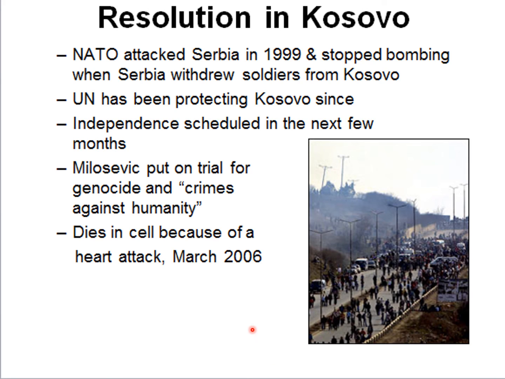The resolution in Kosovo: NATO attacked Serbia in 1999 and stopped bombing when Serbia withdrew soldiers from Kosovo. The UN has been protecting Kosovo since. Independence is scheduled in the next few months. Milosevic was put on trial for genocide and crimes against humanity. He died in his cell because of a heart attack in March of 2006.